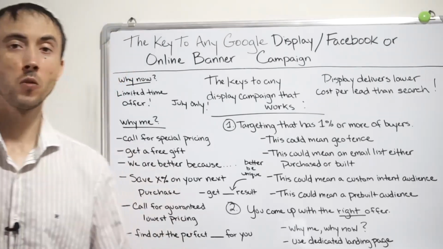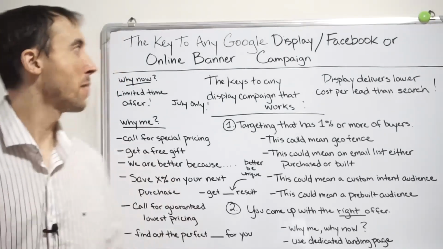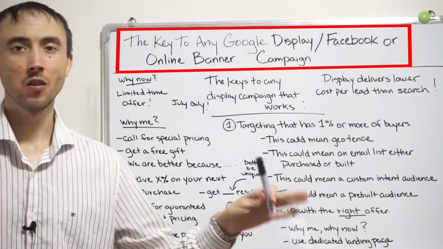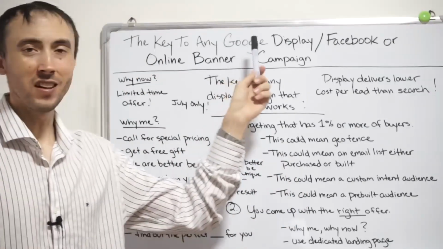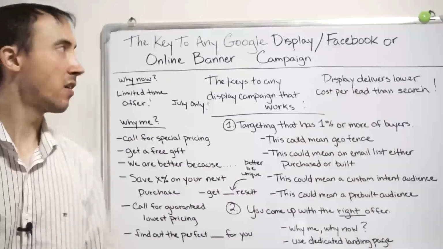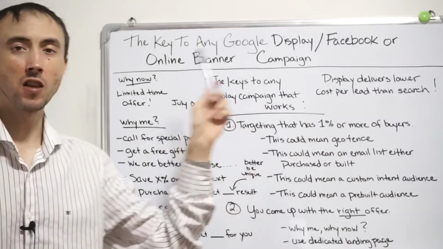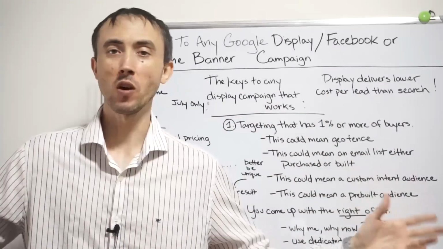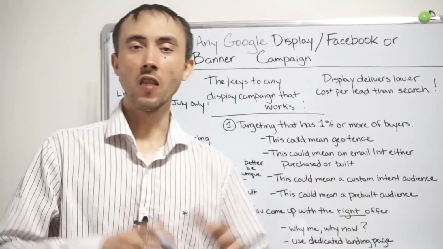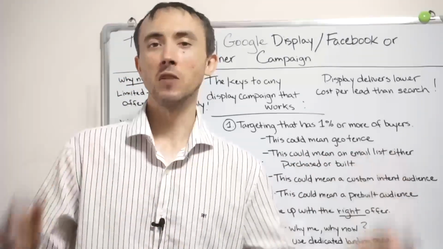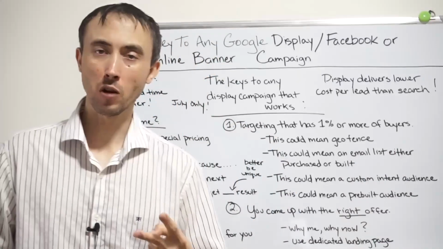Okay, today's video, we're going to talk about what is the main key thing, or is actually two key things that's going to be able to get your Google Display Network ad or Facebook ad or online banner ad campaign, wherever you're running a banner ad or non-search engine ad online, to get it to work basically every time. There's two main key ingredients.